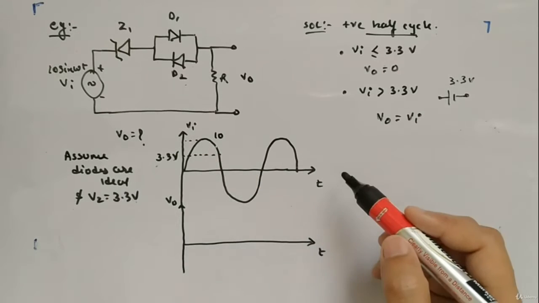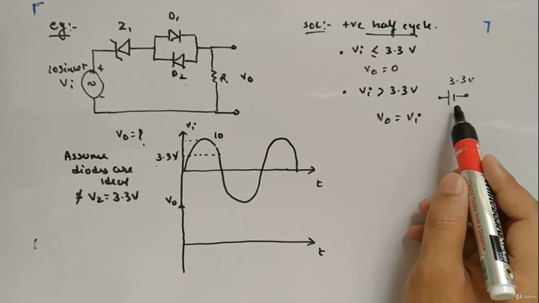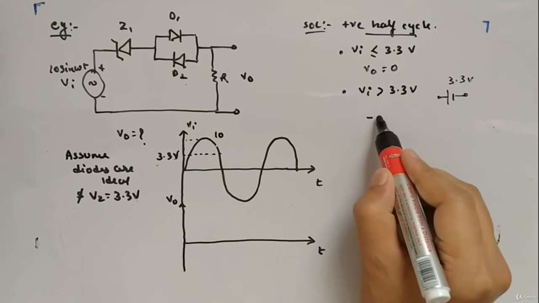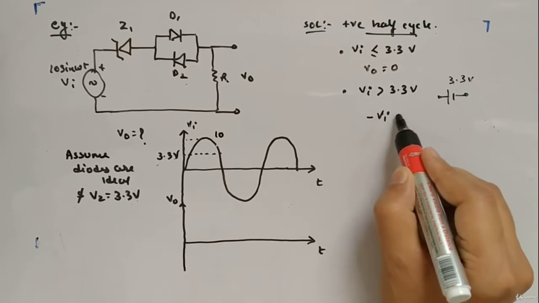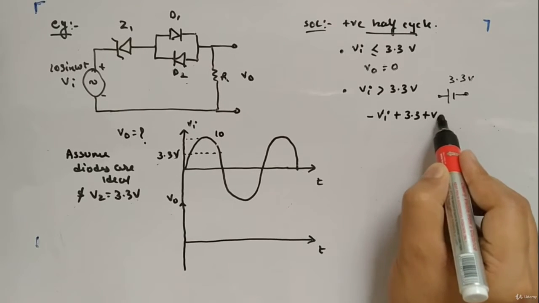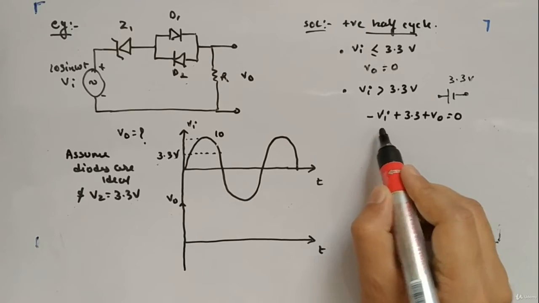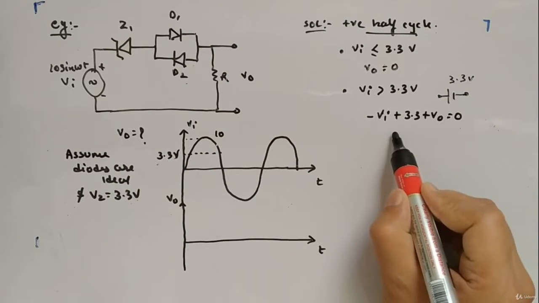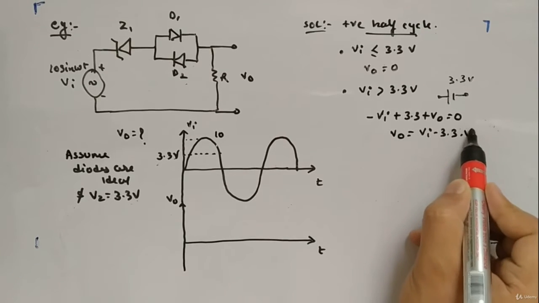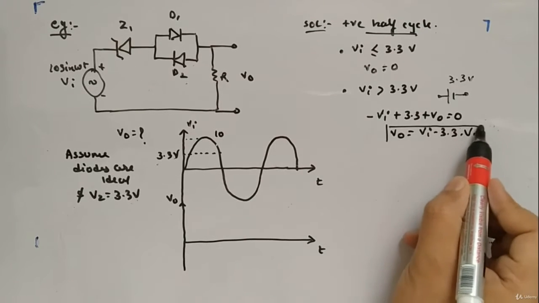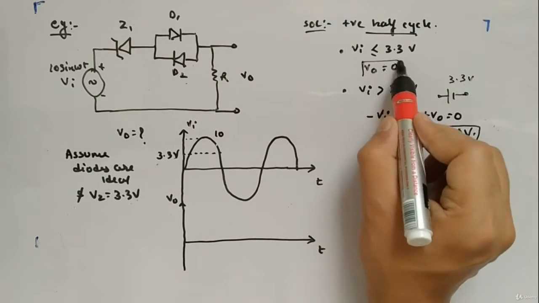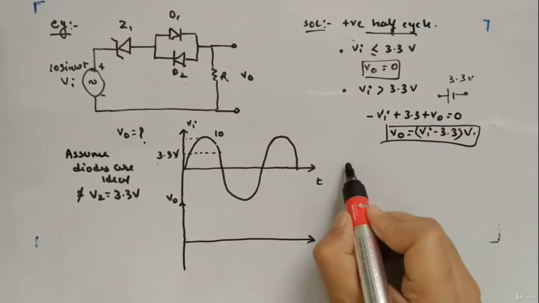So V naught will be equal to Vi, positive negative. If I write KVL, it will be minus Vi plus 3.3 plus V naught equals 0. This is what you will get, and V naught will be equal to Vi minus 3.3 volt. So this is what you are getting in the positive half cycle.